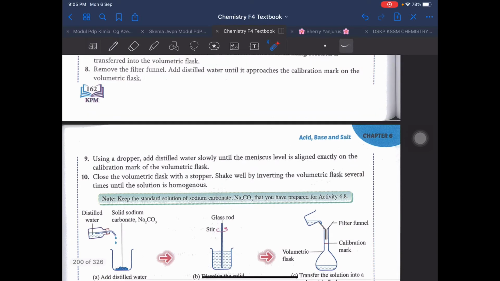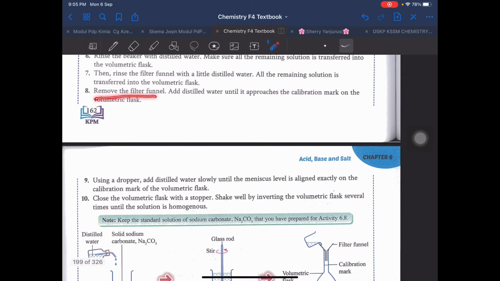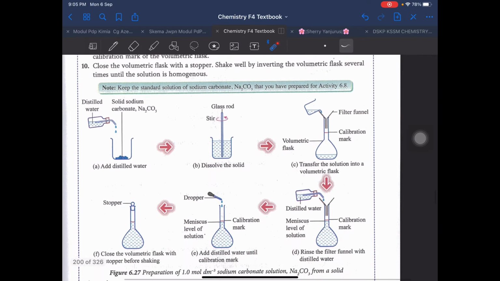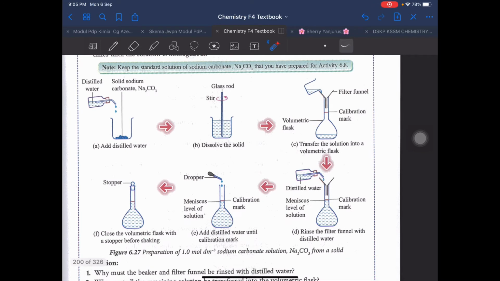Mesti tepat. Remove the filter funnel. Okay, remove. Keluarkan corong turas. Add distilled water until it approaches the calibration mark on the volumetric flask. Okay. Apa yang kamu buat after that is you need to remove this filter funnel. And then you need to fill in water.